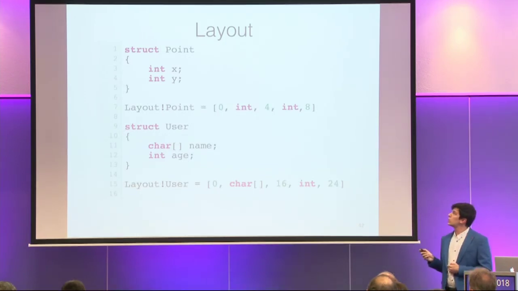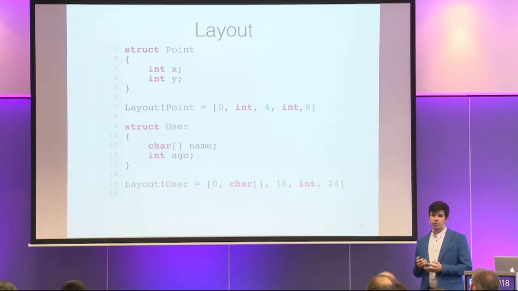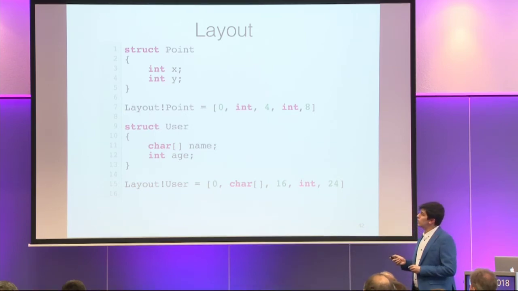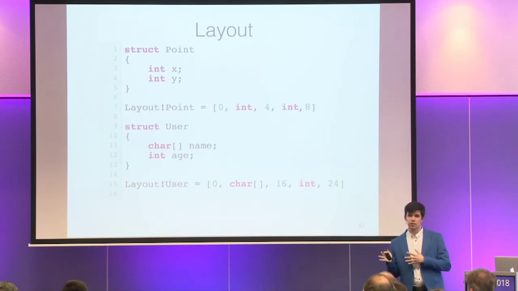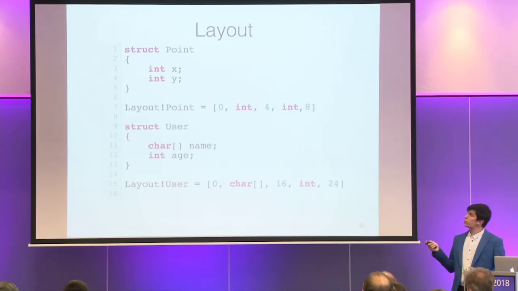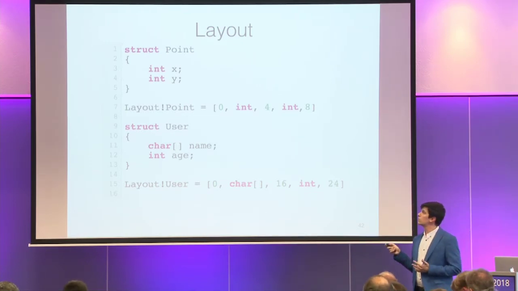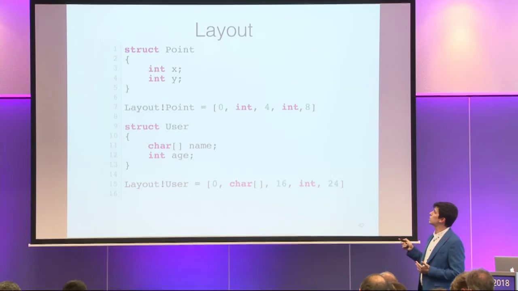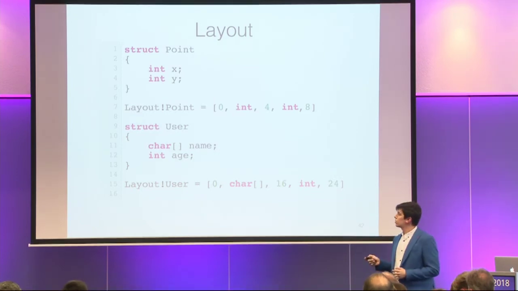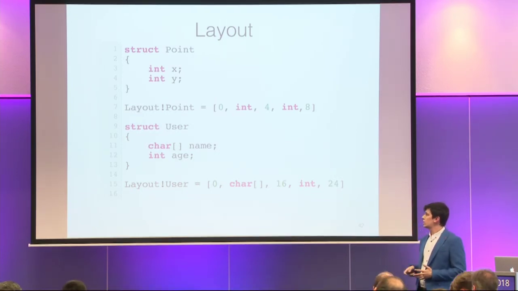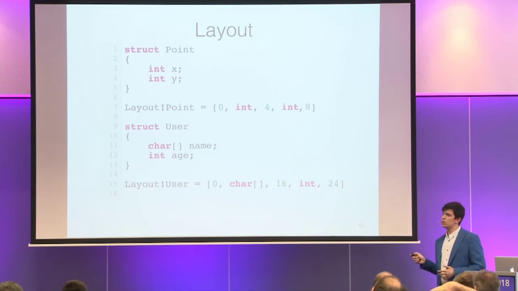So in order to achieve this, we're going to introduce the layout template. The layout template will receive a type and will output a list of offsets and members. So for the point object: offset 0, an integer; offset 4, an integer; the size of the whole thing is 8. For the user: offset 0, char array; offset 16, integer; and at least on my machine, the size was 24.